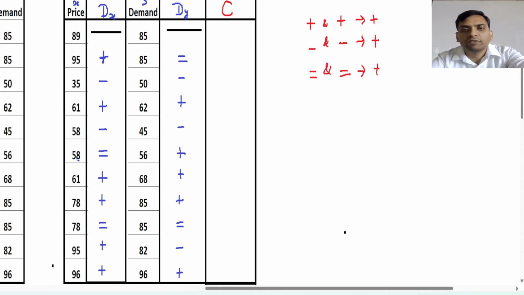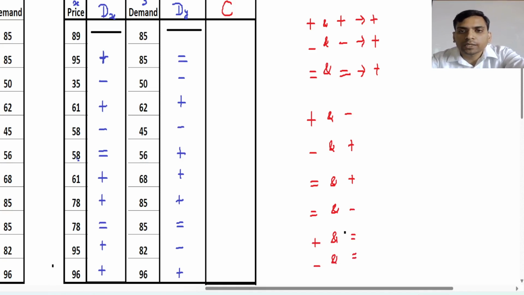If the signs are different, suppose one is plus and the second is minus, or the first is minus and the second is plus, or the first is equal and the second is plus, or equal and the second is minus, or the first is plus and the second is equal, or minus and equal, then this is equal.